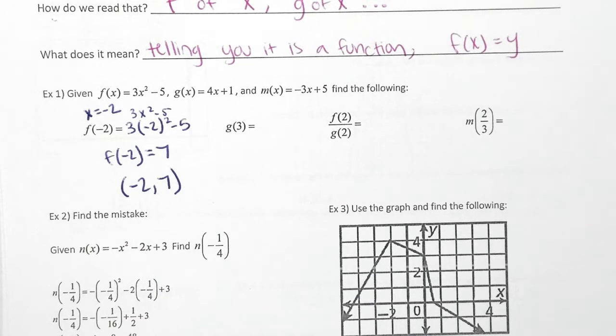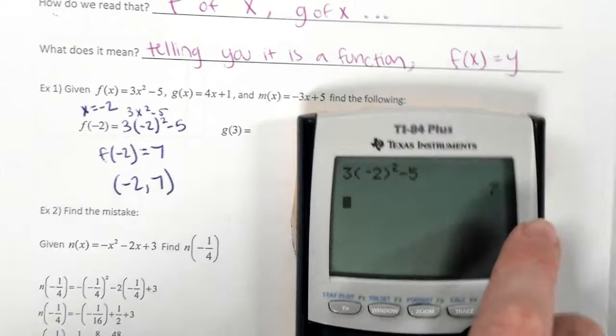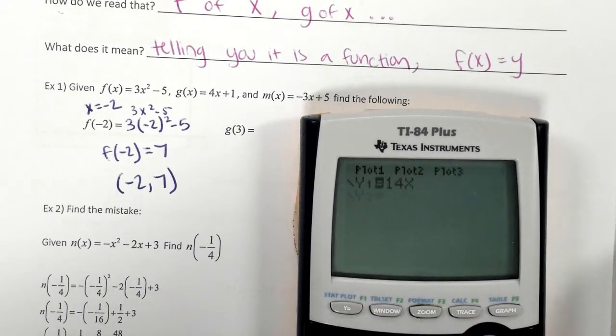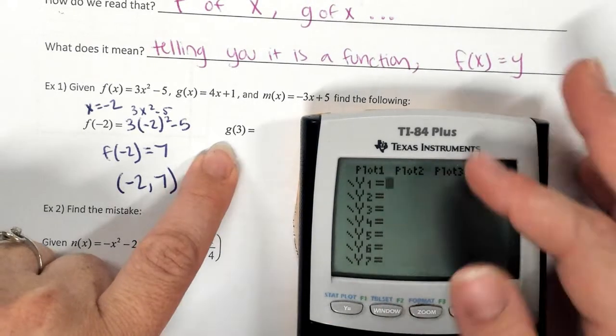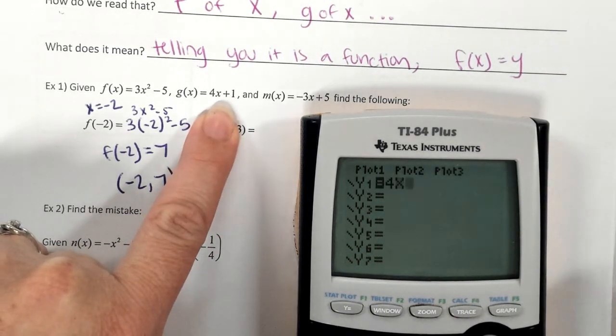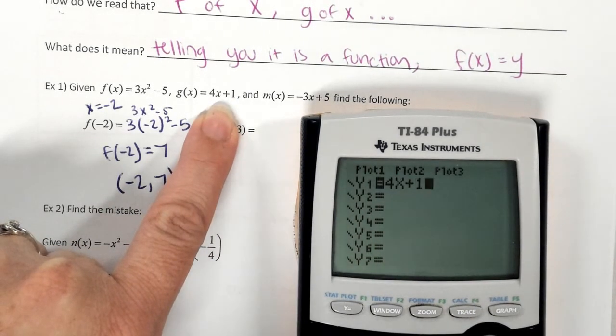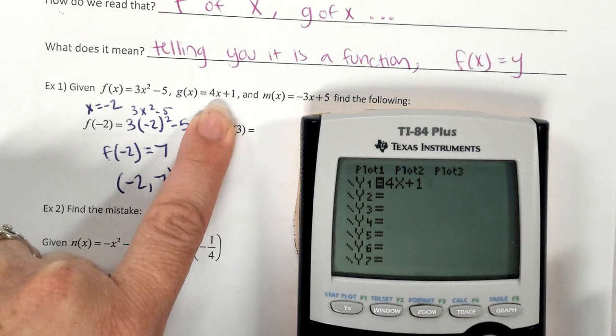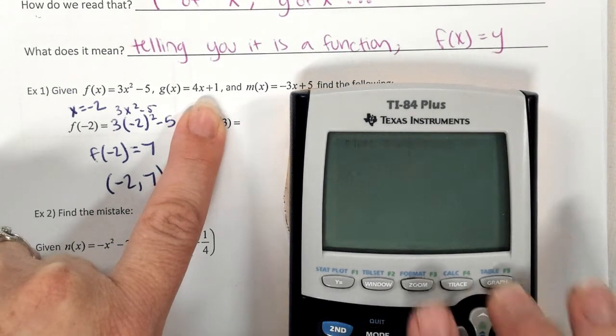Okay, so the next one says g of negative 3, so now I'm going to show you in the calculator. Okay, so in my calculator, I'm going to come here and I'm going to type the g equation up top. Well, that is this one, g of x, so 4x plus 1. So I pick the g equation, I'm typing it in. And I'm going to go to my table.